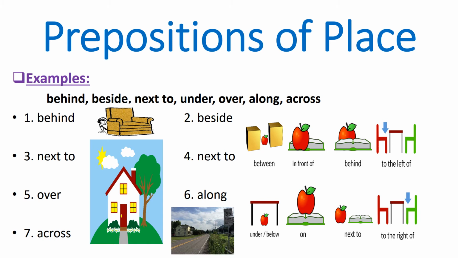In the example of next to, number 4, it is written twice, number 3 and number 4, but anyway, next to. If you see the example of the apples, at the bottom it is showing us that the apple is next to the book. And in example number 5, over, there are clouds over the house. You can say there is a cloud over the house.